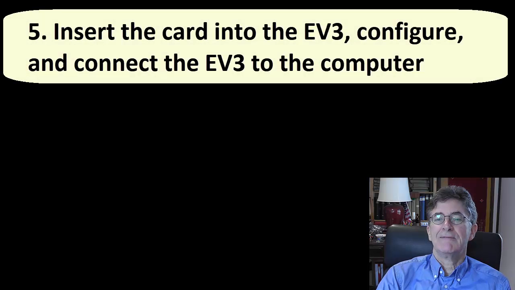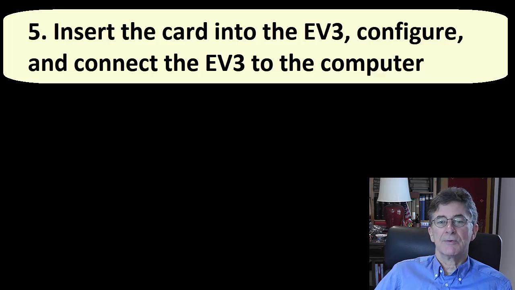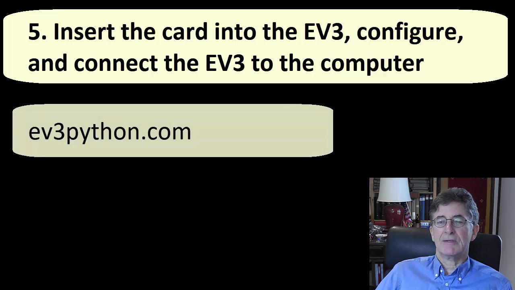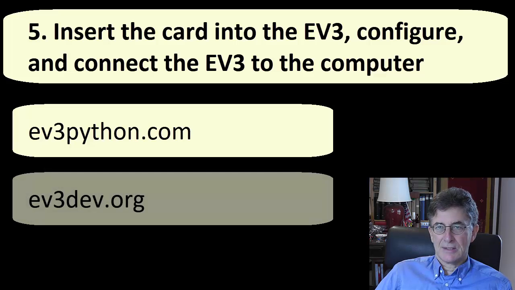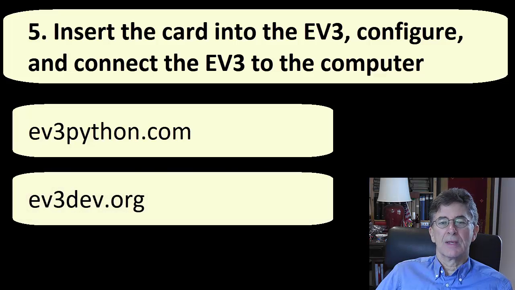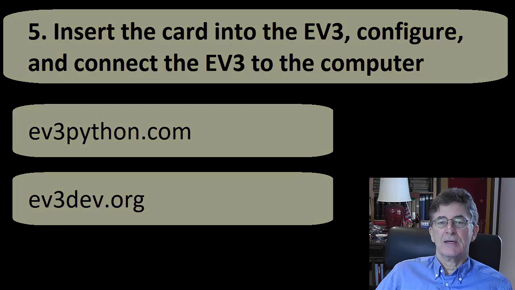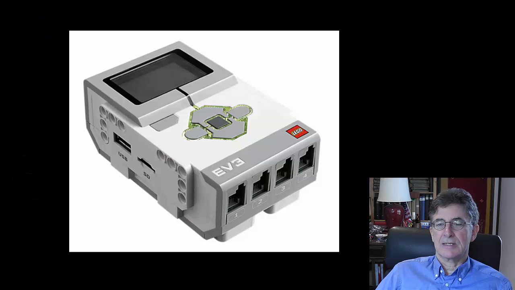Insert the card into the EV3, boot the EV3, do some minor configuring, and establish a connection to the computer. If the following instructions are not clear enough for you, please refer also to ev3python.com and ev3dev.org. With the EV3 turned off, insert the microSD card into the slot on the side of the EV3 marked SD.